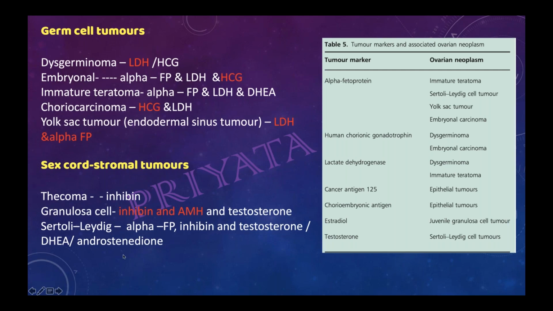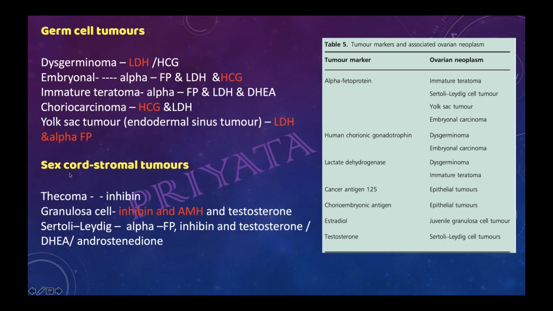And for sex cord cell tumors, these are easy. For thecoma, it is inhibin. For granulosa cell tumor, it is inhibin, AMH, which we already know because we use it for ovarian reserve also, and testosterone. This testosterone is written in the table. Sertoli cell tumor will be alpha fetoprotein, inhibin and testosterone, or DHEA and androgens. So these are the tumor markers.